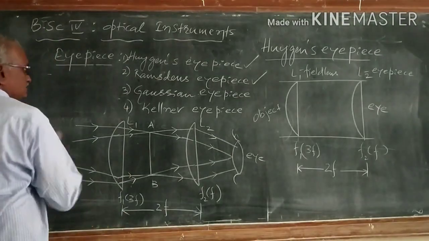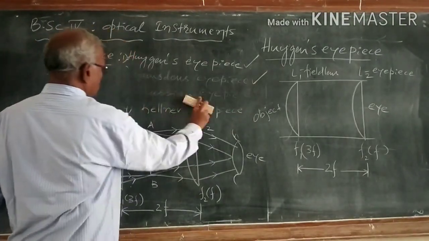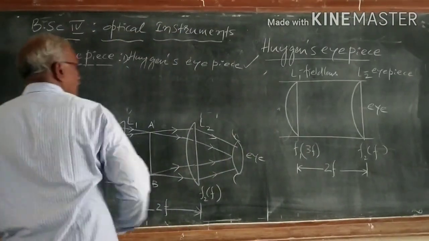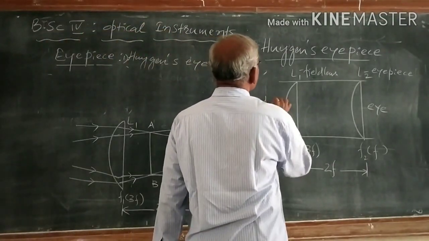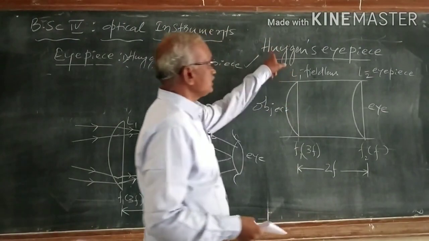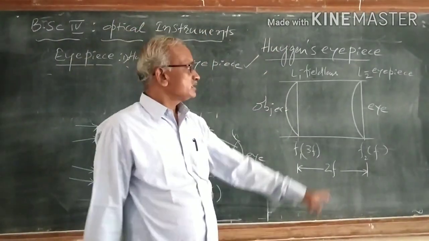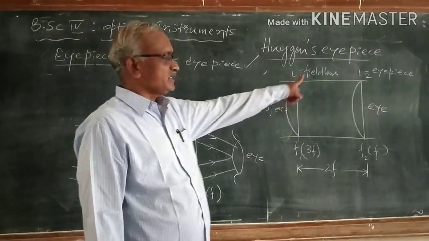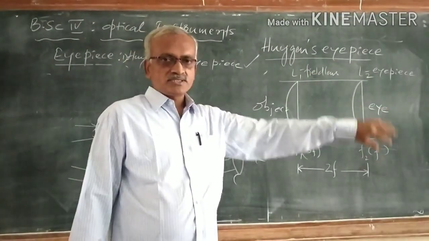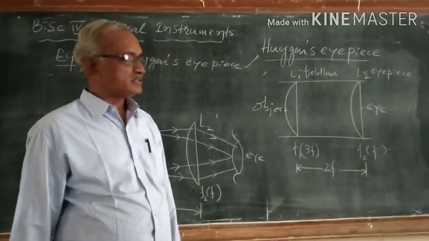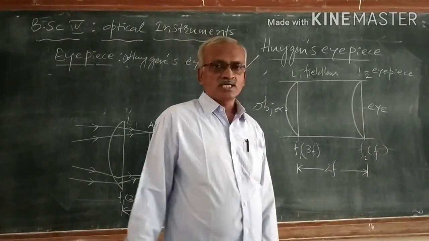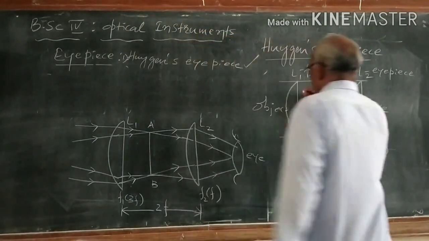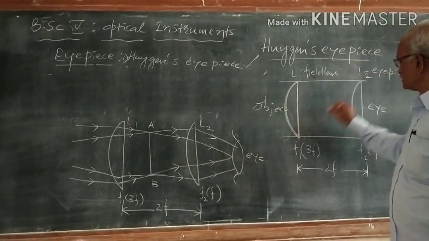Let me explain the first one, called the Huygens eyepiece, written here. As I told you already, it is a combination of two lenses, the field lens and the eye lens. The field lens is always towards the object, and after the field lens we have another lens near the eye. These are the two lenses, lens 1 and lens 2.